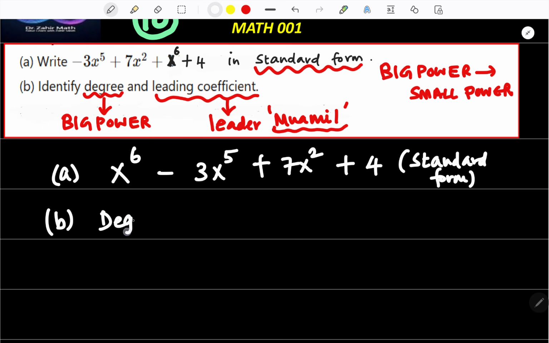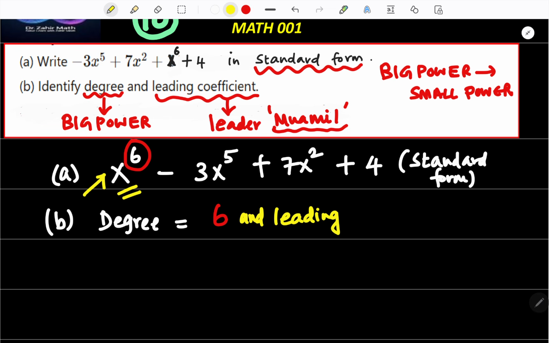So B question is what? Degree. Degree means what? Big power. Who is the big power here? X power 6 is the big power. So degree is 6. Next, leading coefficient. Who is the leader? He is the leader. Mu'amal leader is 1. So leading coefficient, you should use "and" because in the question it's written "and". Leading coefficient is equal to 1.